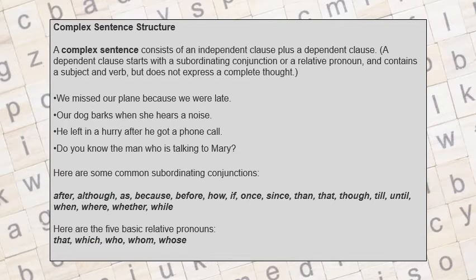A complex sentence consists of an independent clause plus a dependent clause. A dependent clause starts with a subordinating conjunction or a relative pronoun and contains a subject and a verb but does not express a complete thought. So, independent clauses, just like a simple sentence we already studied. Dependent clause means it will have a complete meaning only when it combines with the main independent clause. Only when it is combined together with the independent clause, it will have a complete meaning.